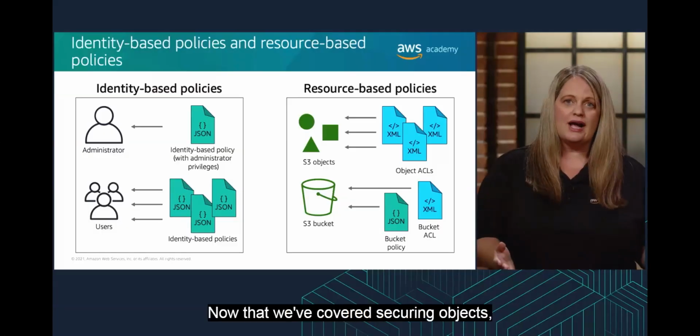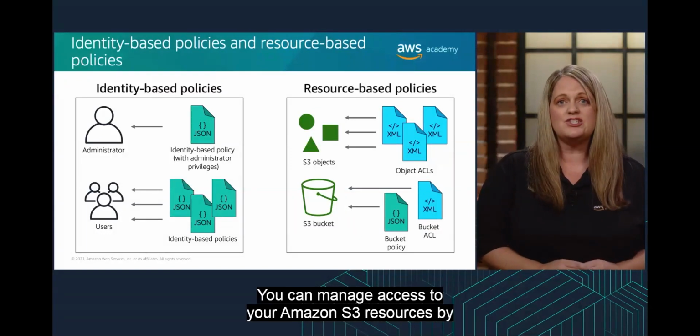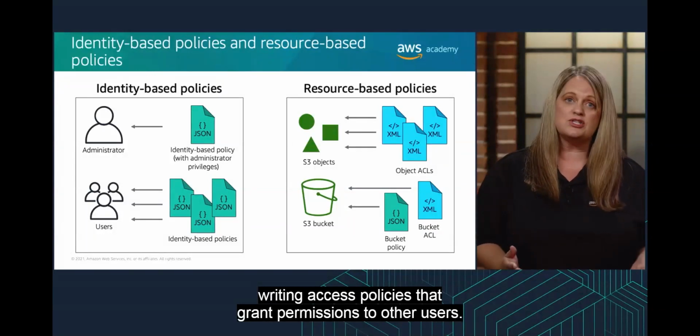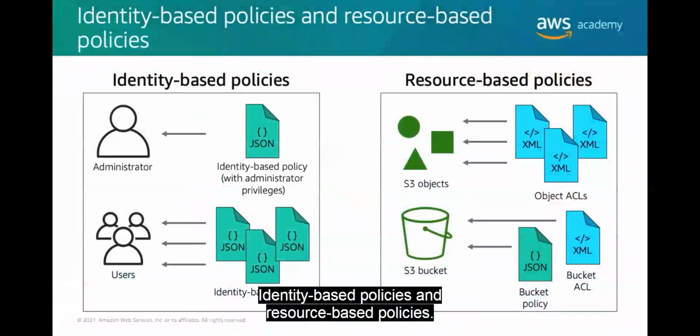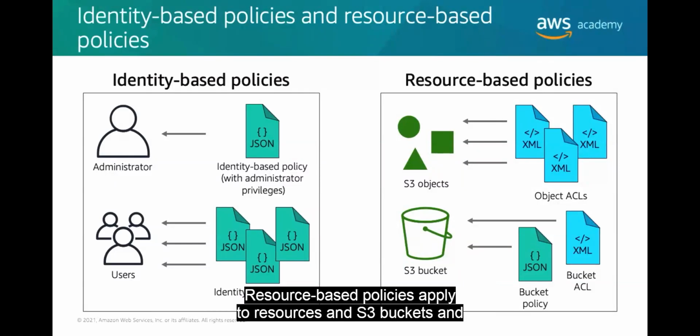Now that we've covered securing objects, we need to discuss the security of the bucket. You can manage access to your Amazon S3 resources by writing access policies that grant permissions to other users. S3 offers two types of access policies: identity-based policies and resource-based policies. The first type of policy is identity-based policy. Identity-based policies are attached to identities such as users, groups, and roles that are defined in AWS Identity and Access Management, or IAM. Resource-based policies apply to resources.